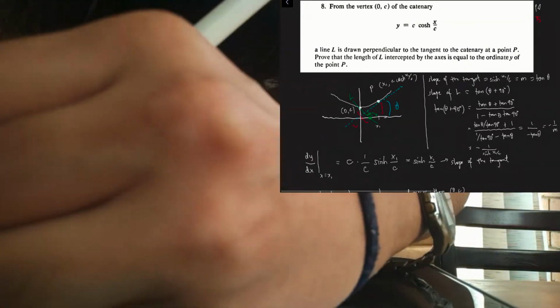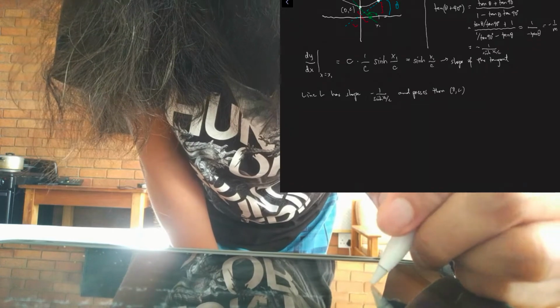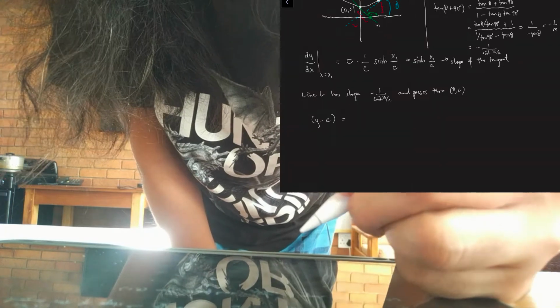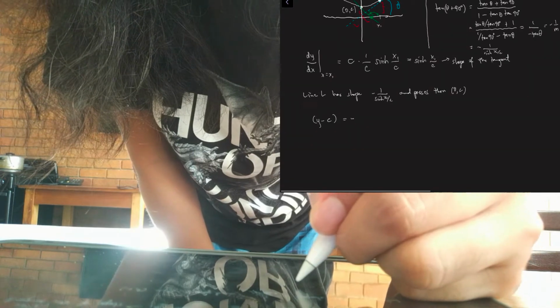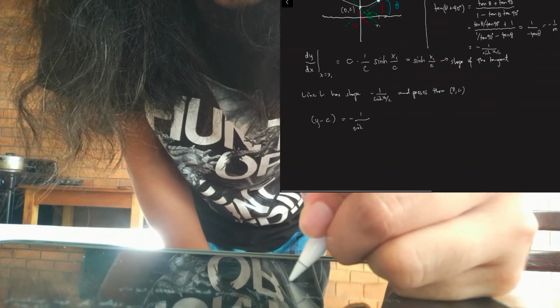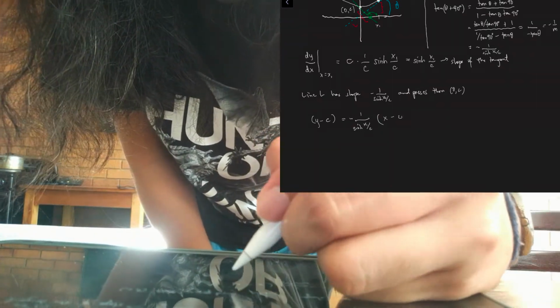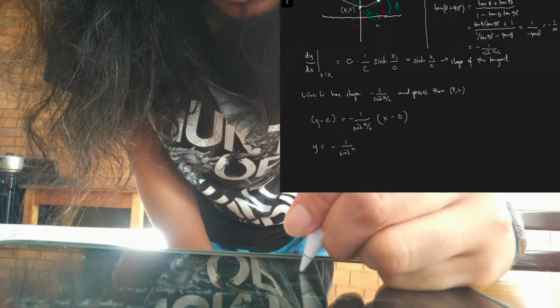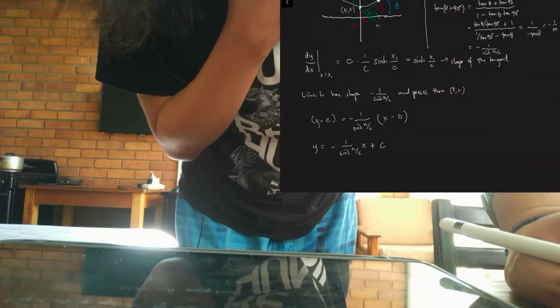Okay, so now let's write the equation of the green line, line L. That's given by y minus its y position, in this case c, equals the slope, in this case m sub 2 of the green line. So this is negative 1 over sinh x1 over c multiplied by x minus the x point we're given, in this case 0. So the equation of the green line is just y equals negative 1 over sinh x1 over c times x plus c. That's the equation of your green line.